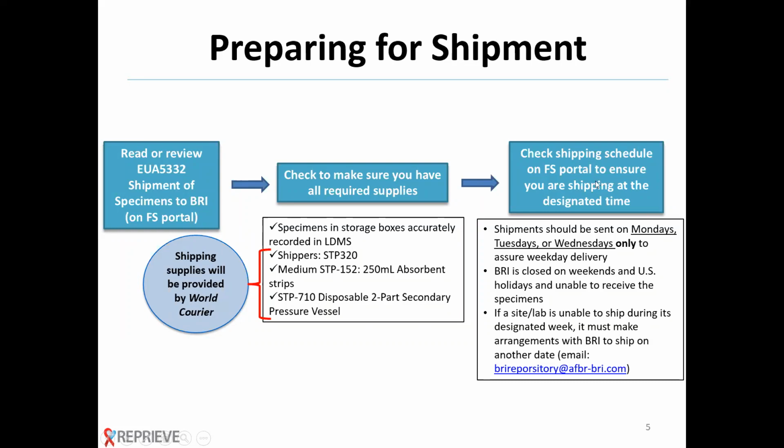Check your shipping schedule on the Frontier Science portal. Ship on Monday, Tuesday, or Wednesday. BRI is closed on the weekends. That's why we want to make sure that it arrives on a weekday. And if you're unable to ship during your designated week, you must make other arrangements with BRI. And we have the BRI contact email here.